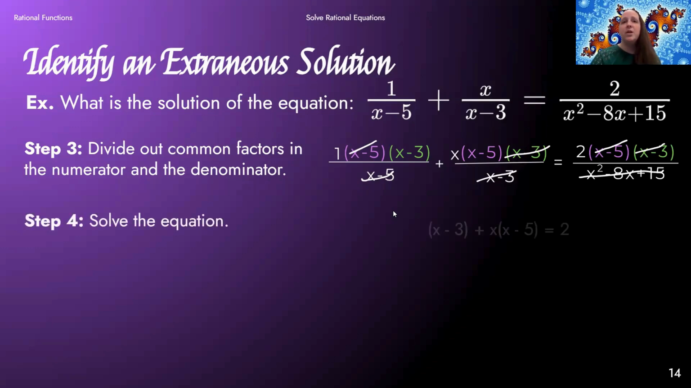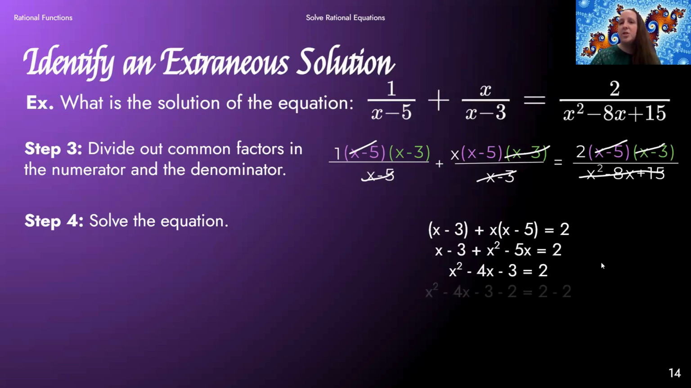From here, I can solve the equation. So I get x minus 3 plus x times x minus 5 equals 2. I'm going to go ahead and distribute that x. So I get x minus 3 plus x squared minus 5x equals 2. I'm going to rearrange the left side of my equation over here so it's in descending order. Okay. So I get x squared minus 4x minus 3 equals 2. I'm going to subtract that 2 to the other side. Okay, that gives me x squared minus 4x minus 5 equals 0.